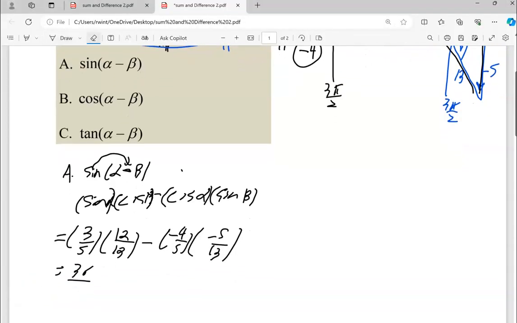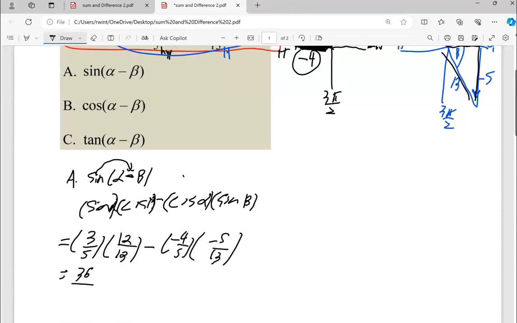Okay, let's try this again and see if I can do a little bit better with my penmanship. So 12 times 3 is 36 over 65, which is 5 times 13. This minus and this minus will turn to plus, but then this subtraction is going to keep it minus. And 4 times 5 is 20 over 65. So my answer is 16 over 65. That is the answer to part A.